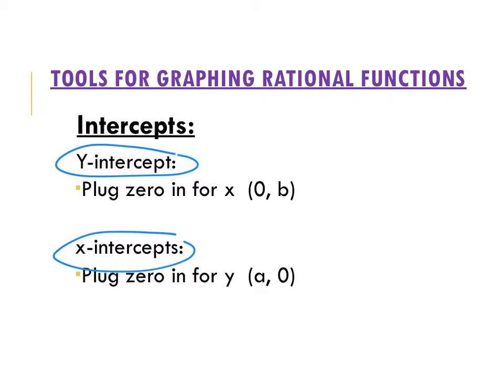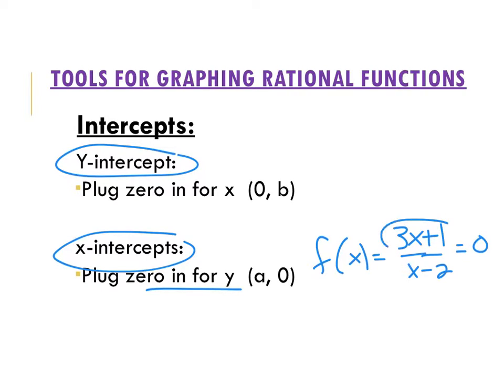Now for the x-intercepts, it's a little bit difficult because we have to sub in 0 for y. But in a rational function, if we have something like f of x equals 3x plus 1 all over x minus 2, whenever this function is 0, well, that's really when the numerator is 0, right? Because 0 divided by anything is 0 in math. So it's really about setting the numerator equal to 0 and solving for x.